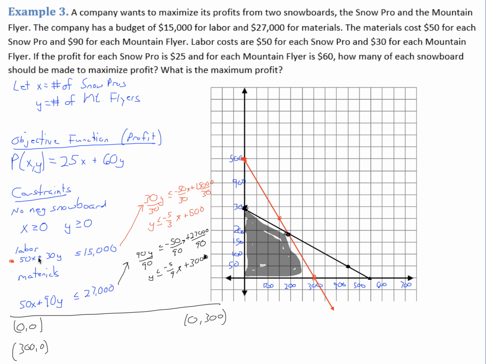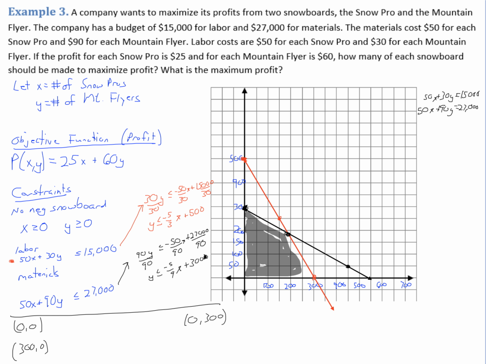We can go ahead and take our original equations. I think that will be easiest. So we'll take our labor. So it's 50x plus 30y equals 15,000. And then our other equation is 50x plus 90y equals, and I'm putting equals because the inequality doesn't matter here. I'm just finding where they intersect.